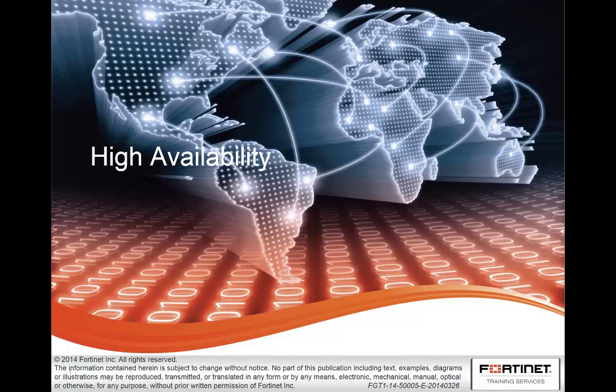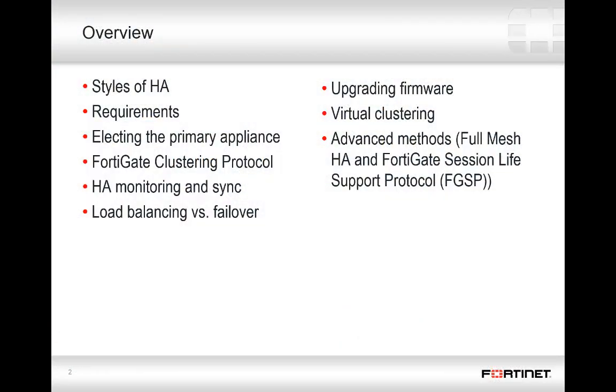In this class, we will show you how to use FortiGate High Availability. HA joins two or more FortiGate appliances. Depending on the style you choose, high availability for FortiGate can either increase total throughput or provide an automatic hot standby appliance. We will discuss requirements of both HA styles, how each appliance in the cluster communicates with the others, the differences in load balancing and failover behavior, and how HA behaves during a firmware upgrade.